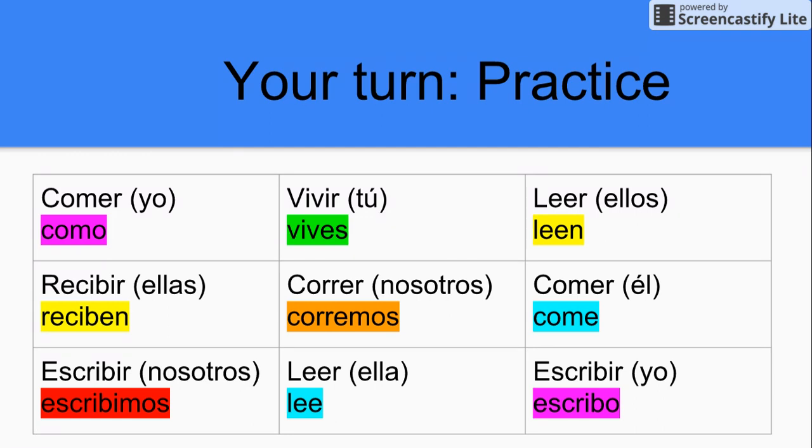Hopefully this serves as a good review for you of ER and IR verbs in the present tense. Muchas gracias y buena suerte.